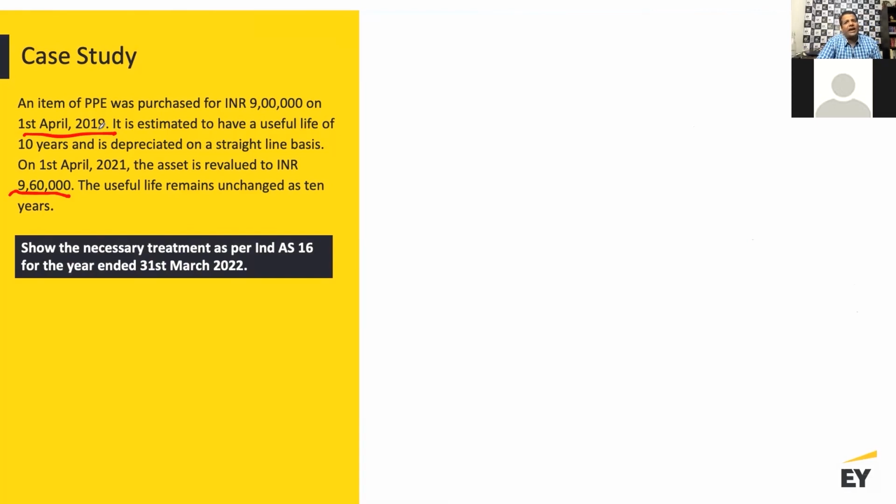So what information do we have here? We have the cost of the PPE. We have the useful life of the plant, which is 10 years. We also know the method of depreciation, which is the straight line method. We also have the information that on 1st April 2021 a revaluation was carried out, and the revalued amount is 9,60,000. The assumption here is that the company has decided to use the revaluation model as the model of subsequent measurement.